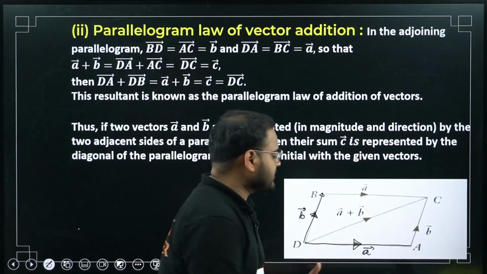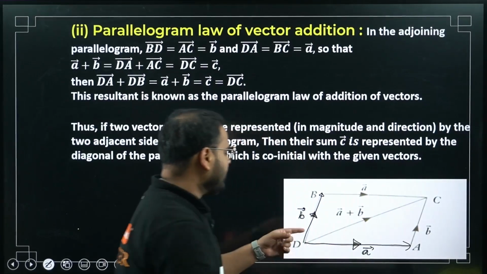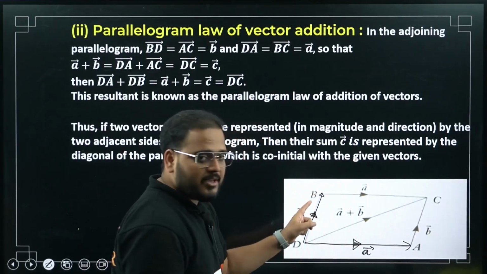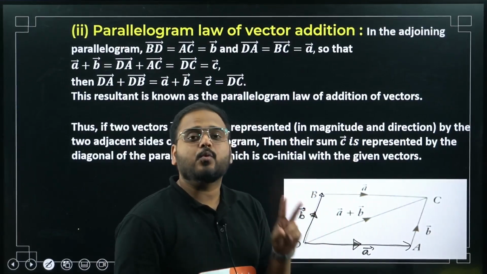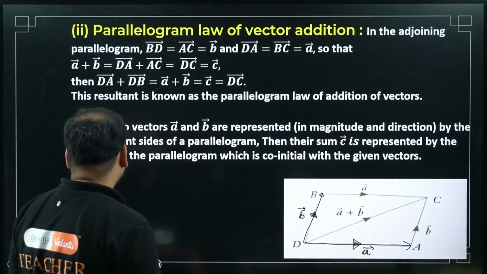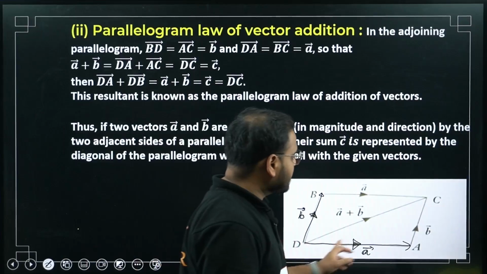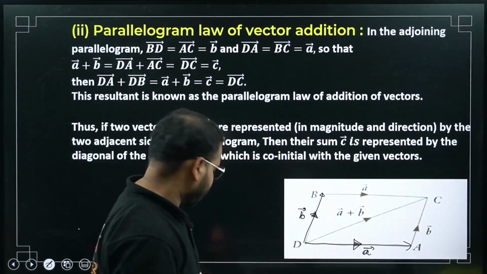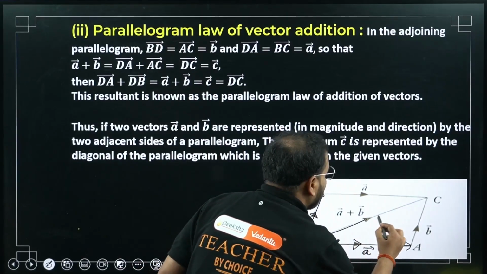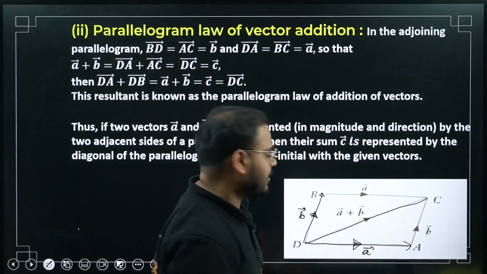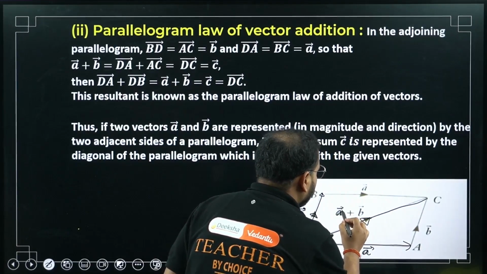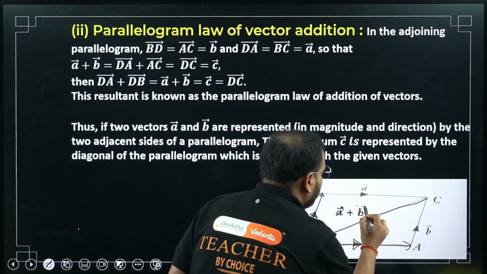If I have two vectors represented like this, DA and DB, which represent the two adjacent sides of the parallelogram, then directly the rule states that the diagonal of the parallelogram will be the resultant. I'll just highlight this also. This will be the resultant. How? We'll see the derivation right now. We'll see how it comes, but this is your result. What is it? Vector A plus B.